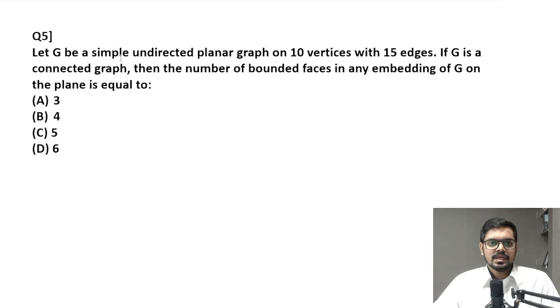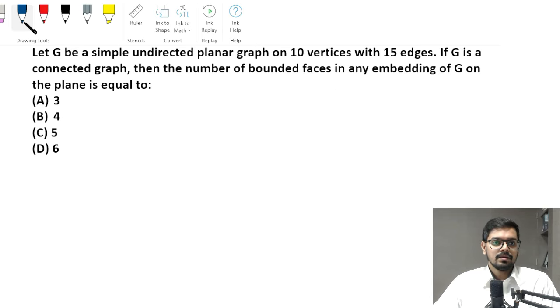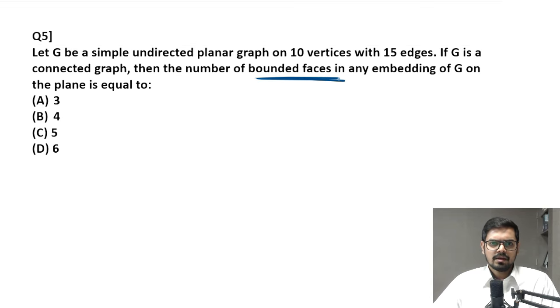Tried. Question says G is a simple undirected planar graph of 10 vertices and 15 edges. G is a connected graph. The number of bounded faces. Bounded faces. Do you remember? Do you remember planar graphs give us unbounded and bounded faces?